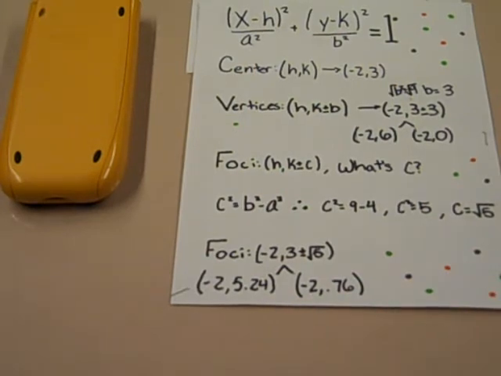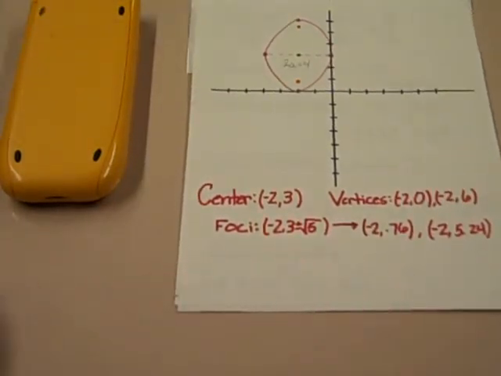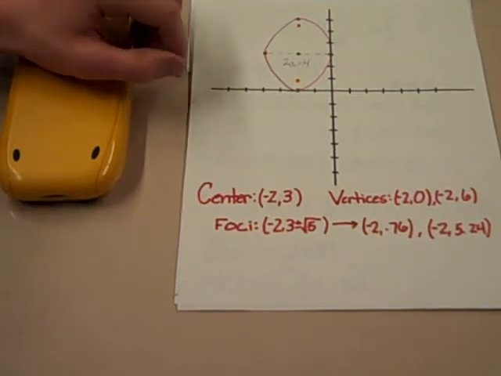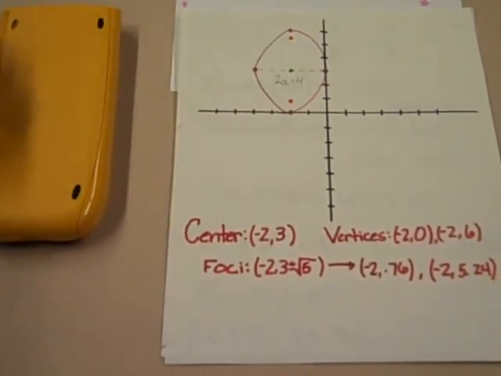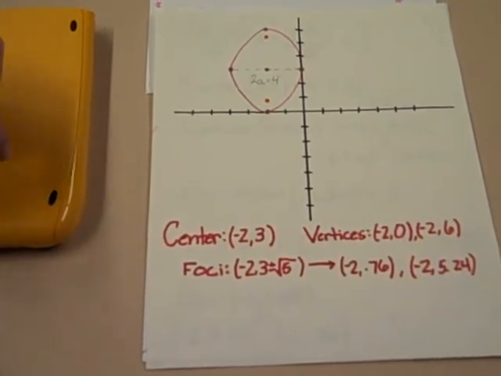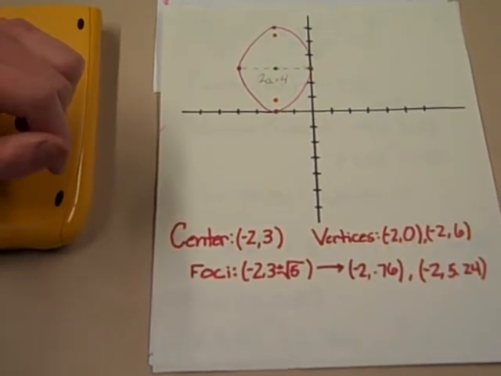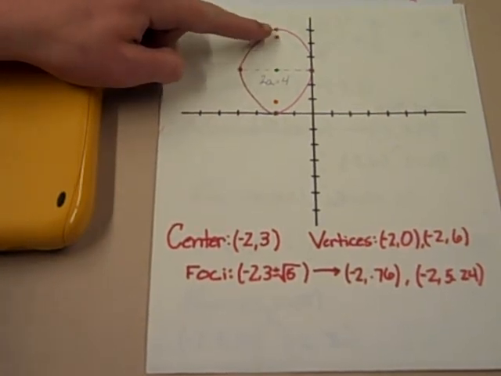Now it's time to graph. The center is (negative 2, 3), and the vertices are (negative 2, 0) and (negative 2, 6). The foci are (negative 2, 3) plus or minus square root 5, which is the same thing as (negative 2, 0.76) and (negative 2, 5.24), which are right here and right here.